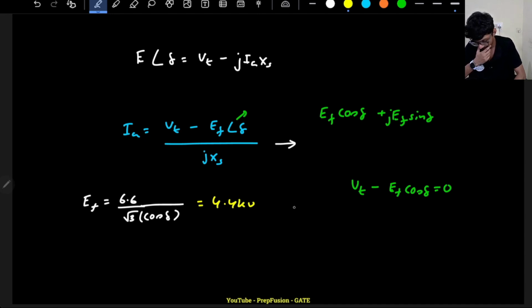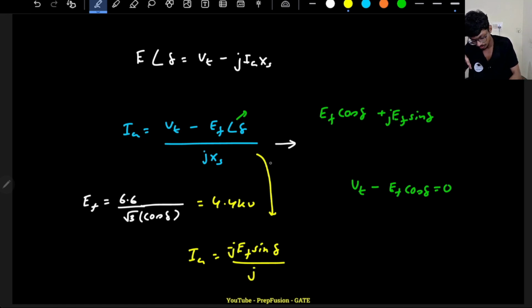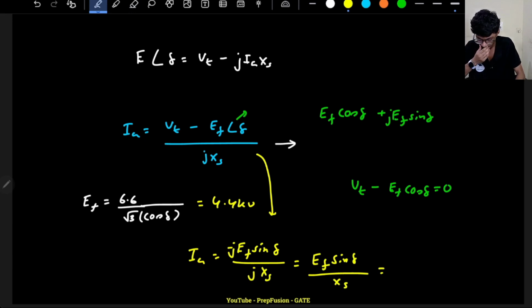So can I find out what my Ia is? Yes, I can. If I write down this expression, Ia will be, the real term is gone, the imaginary term will be minus EF sin delta. And remember, your delta is negative, so the negative sign automatically gets cancelled. There will be a j term, and this j and this j get cancelled. The real term is already 0, and I will be left with EF sin delta divided by Xs.